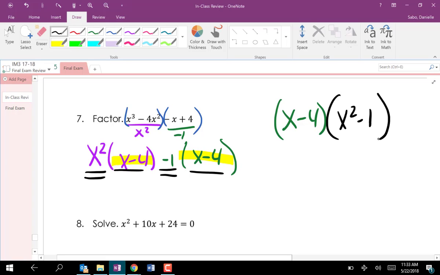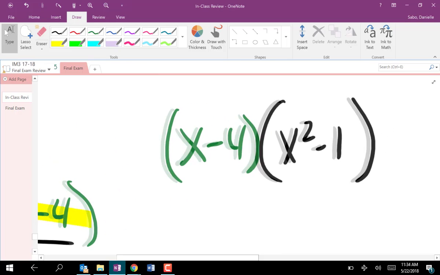Now, here's where you need to look at your choices on your test and say, is that what they wanted? Is that the answer? They might try to trick you. But it's not 100% done. Does anyone know what you would have to do in this next step to keep going? Because it's not 100% factored completely.